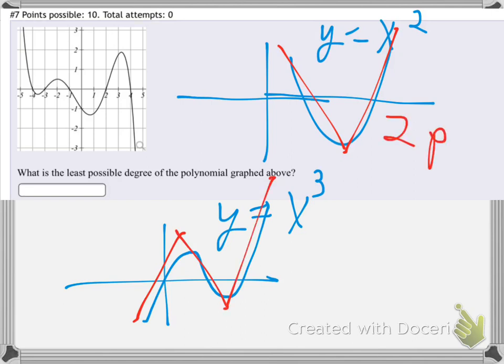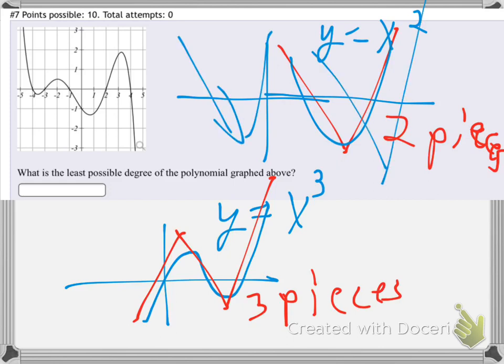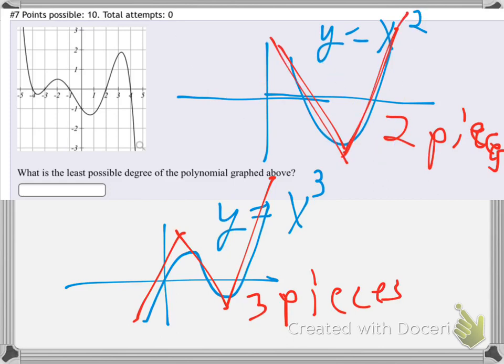So 2 pieces, and then 3 pieces. The x to the 2 graph has 2 pieces, a down and an up. The x to the 3 has 3 pieces, an up, a down, and an up.